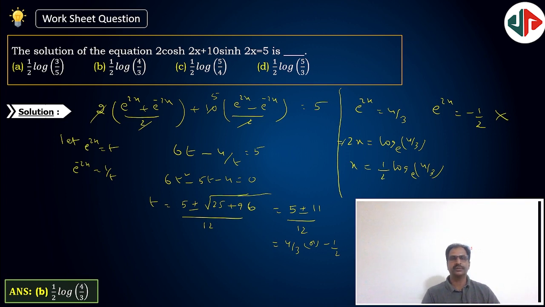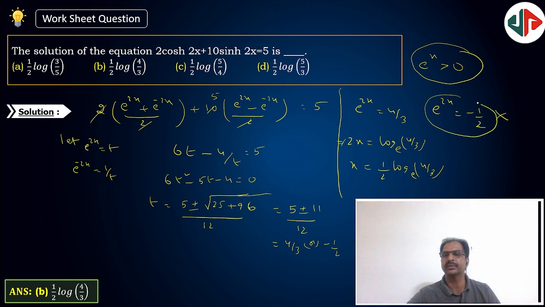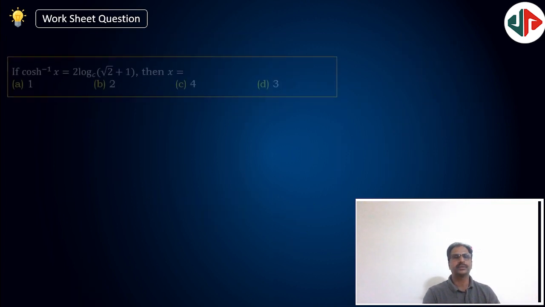So write the cosh 2x and sinh 2x formulas. Take e power 2x as t. Therefore e power minus 2x will be 1 by t. You will get a quadratic equation in t, solve that equation. And remember, the exponential function e power x is always positive for any real value of x. So e power 2x equal to minus 1 by 2 has no meaning. There is no solution for this. Okay. Next.